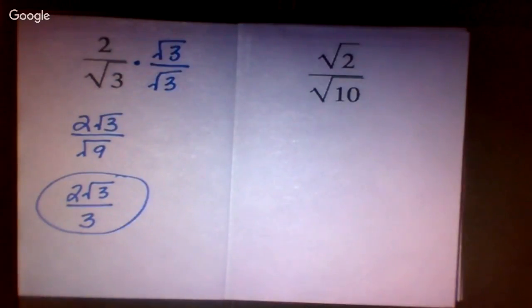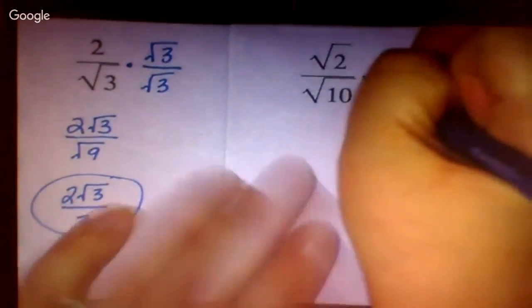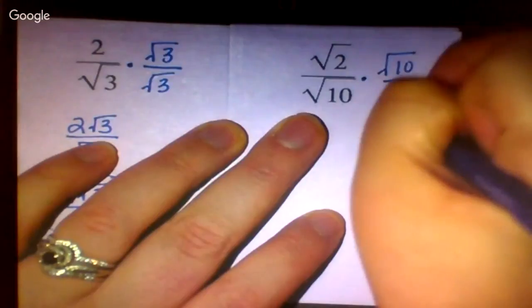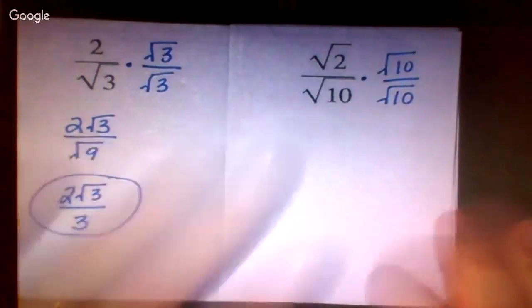Okay, what's the square root in the bottom? Square root of 10. So that's what we multiply both the top and the bottom by: the square root of 10 over the square root of 10.